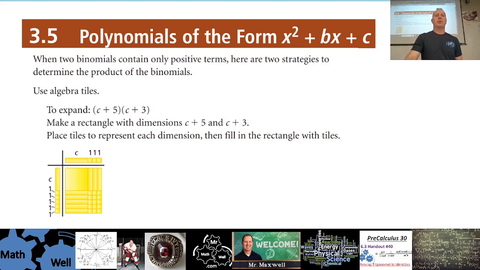Okay. We're going to take a look at 3.5 today. So 3.4 is a lab with algebra tiles, so it's kind of a pre-lab to this section. We're going to do 3.4 and 3.5 kind of together. We will talk a little bit about algebra tiles. Again, I'm not bringing the algebra tiles in here. I'm going to show you some algebra tiles.